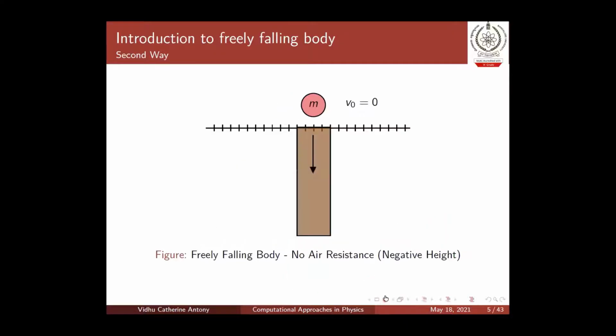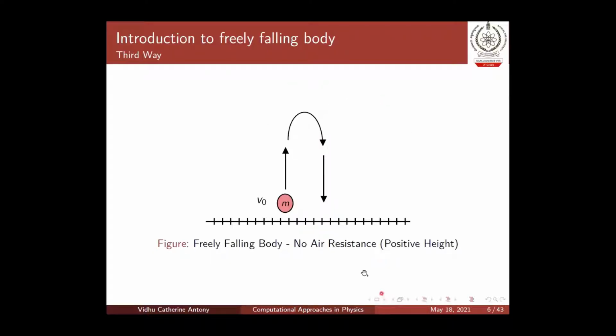So let's look at the next one. This next problem is where you stand on the ground and you take the ball and you drop it into a hole. That is your second way of looking at the freely falling body. The next way is to throw it up, and then it would come down. Don't get confused by the way I've drawn these arrows. It is still one-dimensional, only moving along the y-axis. There is no x coordinate here at all.